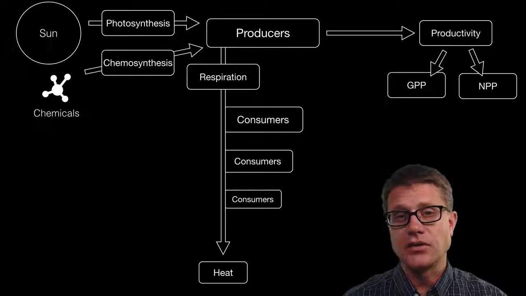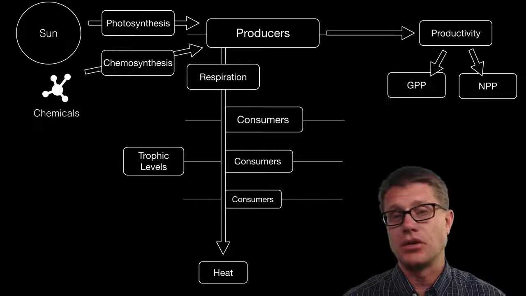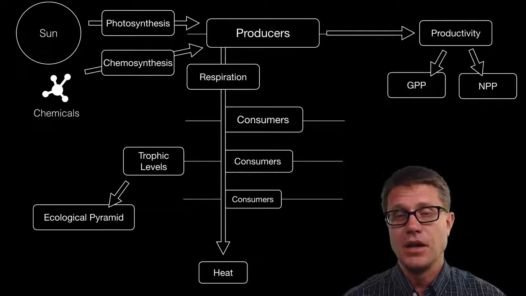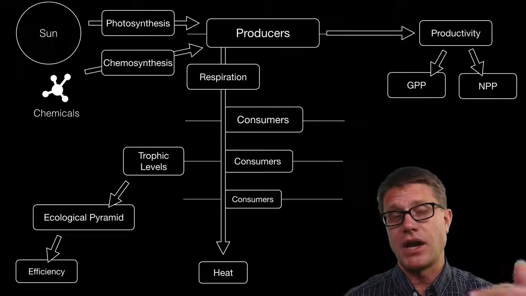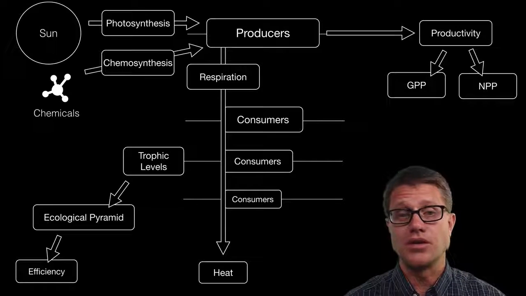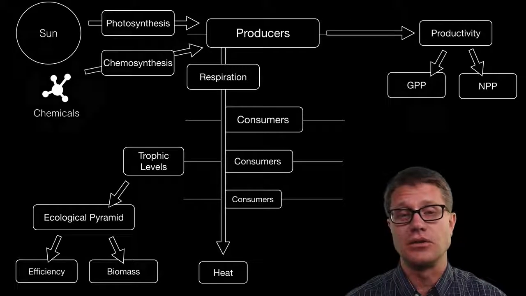Now, each of the levels within this food chain is going to be a trophic level, and we're losing energy along the way, and so a good way to measure this is using an ecological pyramid. We can measure the efficiency, in other words, how much energy makes it to the next level. We can measure the energy at each level, or we could measure the biomass. How much living material do we have?